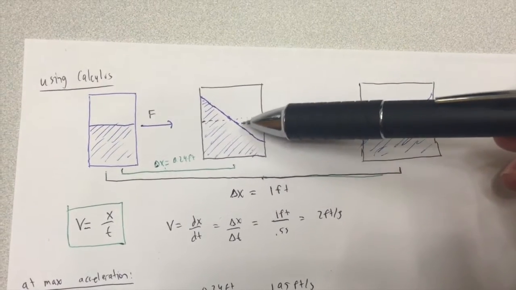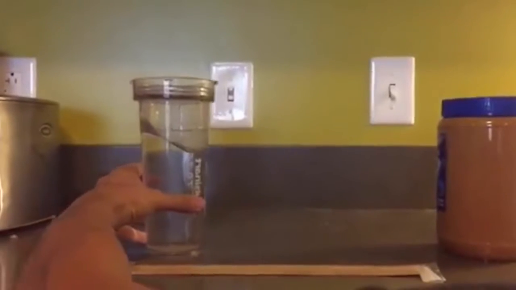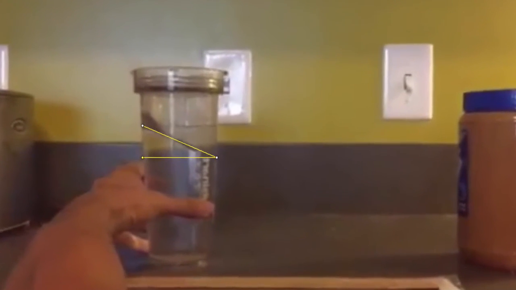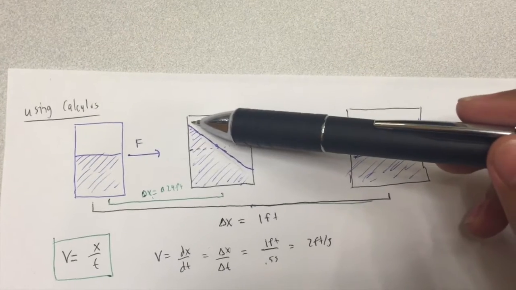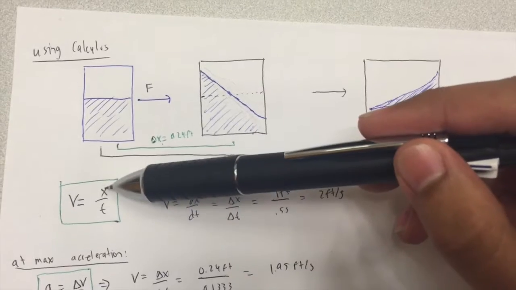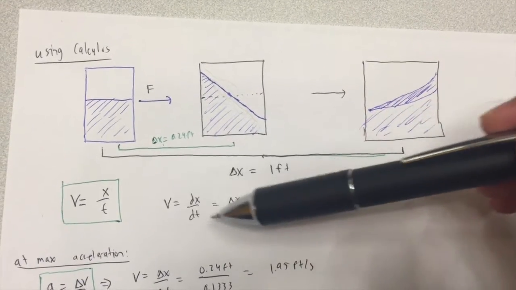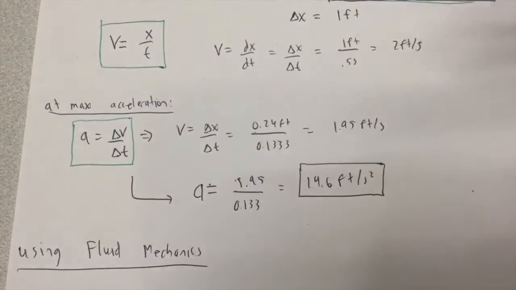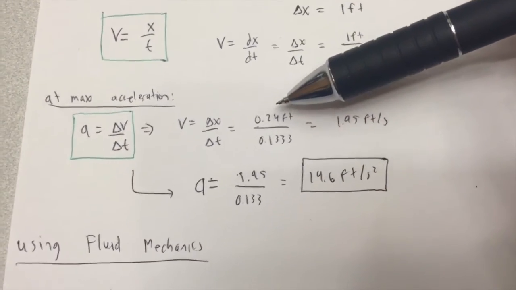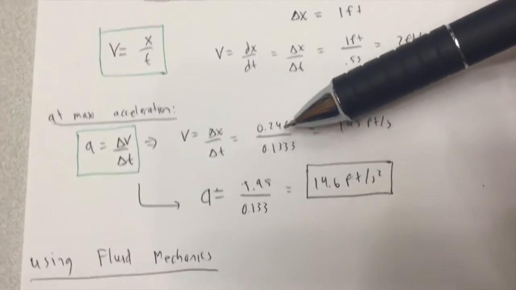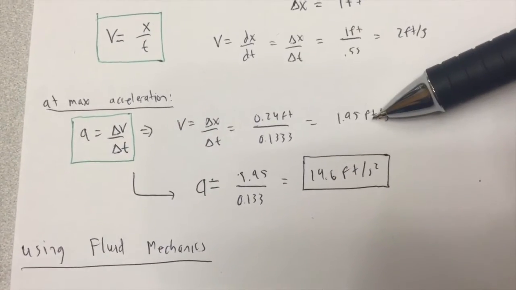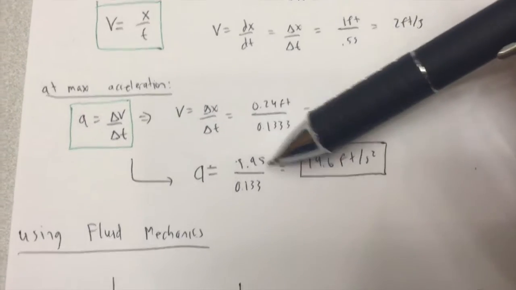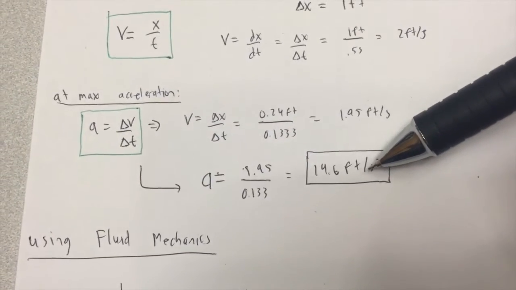There's a certain point where the acceleration is the greatest, which means that this has the greatest incline. So I'm going to try to find the acceleration at this point. I know that velocity is distance per time, and I know that acceleration is velocity per time. I find that the maximum velocity occurs at 0.24 feet and 0.133 seconds, which gives me a velocity of about 2 feet per second. Dividing by time, I get about 14.6 feet per second squared.